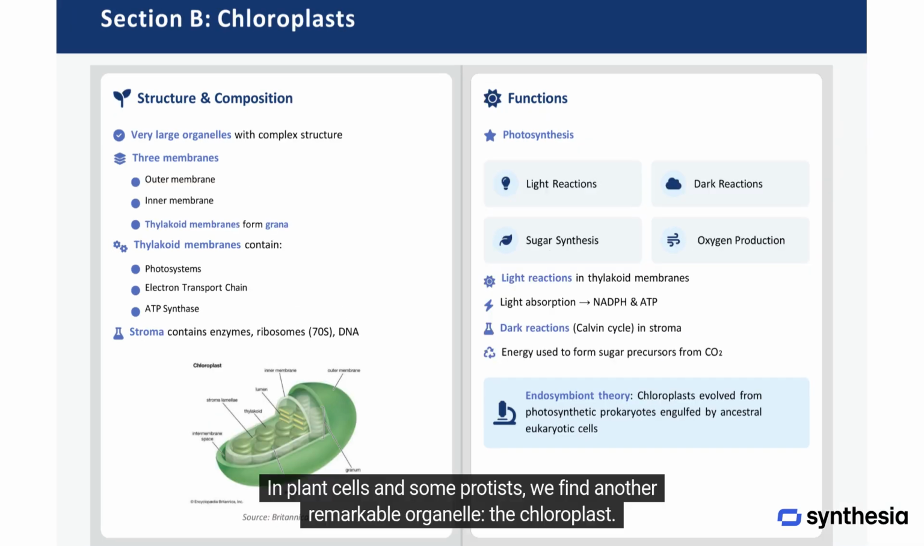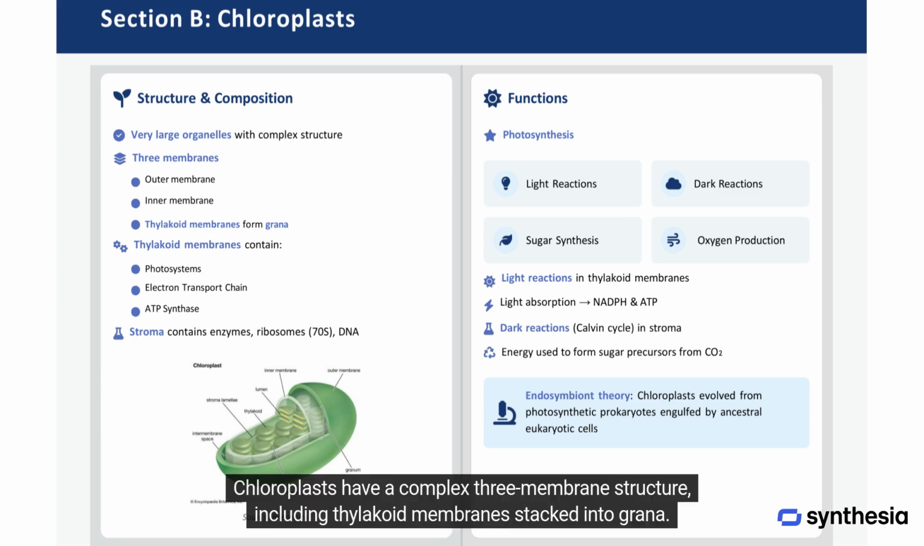In plant cells and some protists, we find another remarkable organelle, the chloroplast. This is the site of photosynthesis, the process that converts light energy into chemical energy. Chloroplasts have a complex three-membrane structure, including thylakoid membranes stacked into grana.